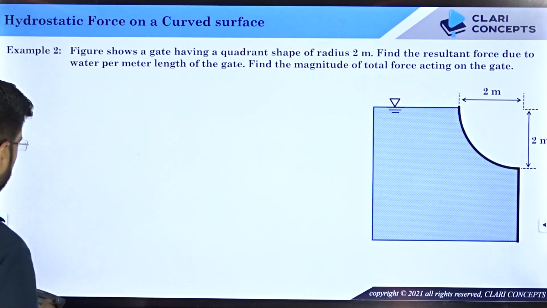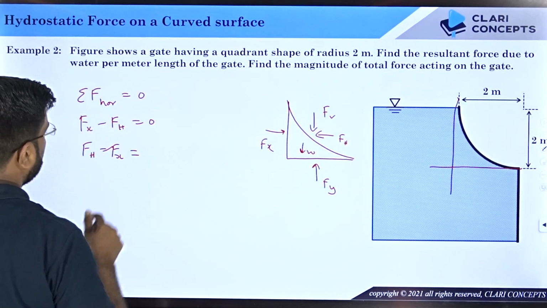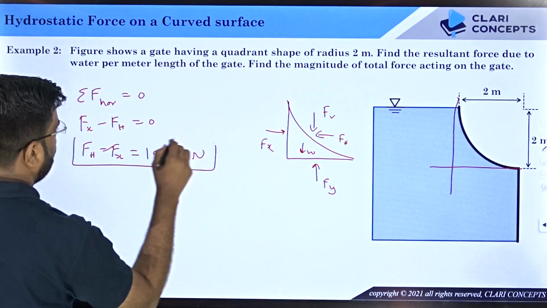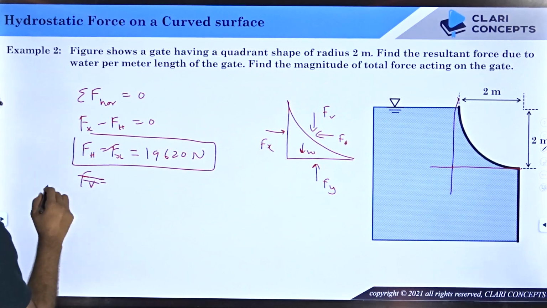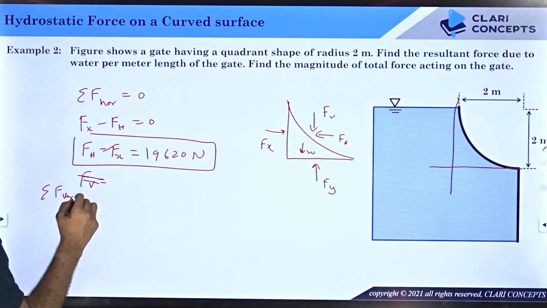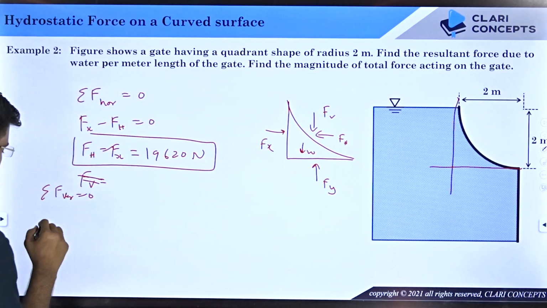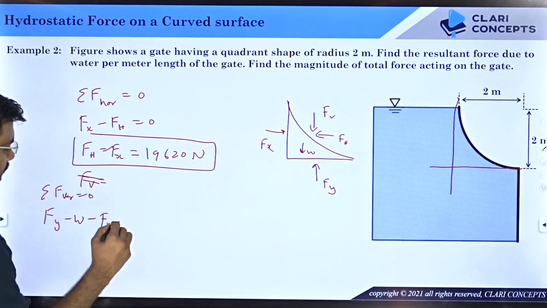So I will take Fh on the right hand side. Fh is equal to Fx, and that is equal to what? What was the value of Fx? 19620 newtons. I got one value, one component, right? Now for Fv, see, summation of forces along vertical is equal to 0. In vertical what forces do you have? Fy, W and Fv. Fy is positive, W is downwards or negative, Fv is downwards or negative, equal to 0.